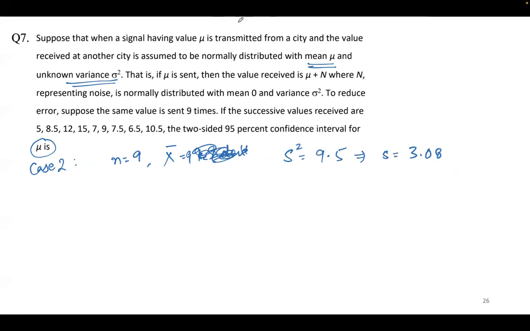And now again, it's the same thing. So alpha is equal to 0.05. So alpha by 2 is equal to 0.025. Now what we want to calculate is t alpha by 2, and this is n minus 1. So n is 9, so this needs to be 8. So what is this value?